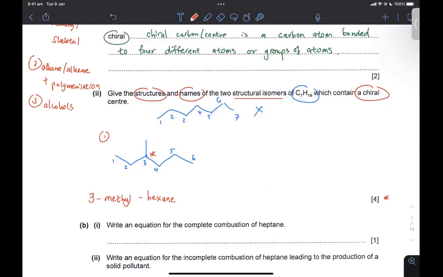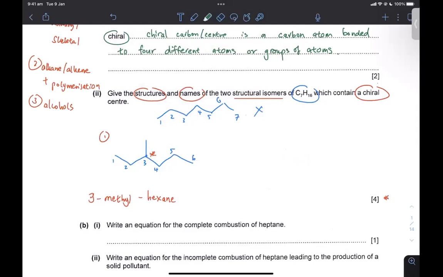How about the second one? I don't know. Can I get the second one? How in the world do I get the second one? 2 structural isomers which contain a chiral center. I hope I can get the second one though. This is tricky. Oh yeah, I can see the second one.